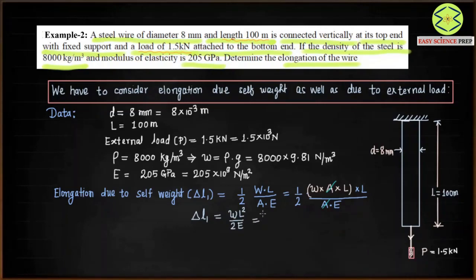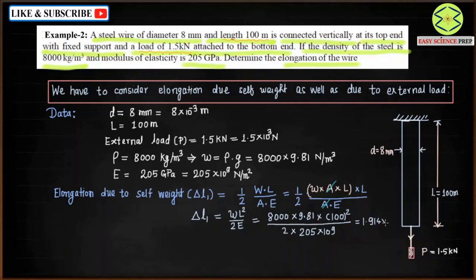So let me substitute the values. w is weight density, which is 8000 into 9.81. L is 100 meters, so it is 100 square, divided by 2 into E, which is 205 into 10 raised to 9. If you solve this, you will get the elongation due to self weight. That value is going to be 1.914 into 10 raised to minus 3 meters. So we got the value of delta L1, the elongation due to self weight.